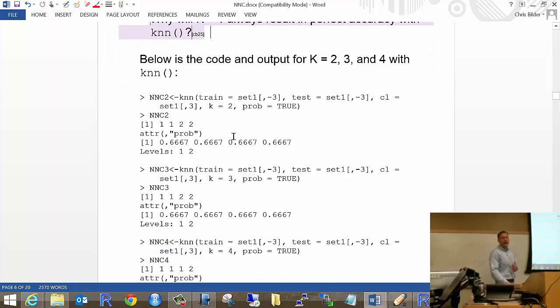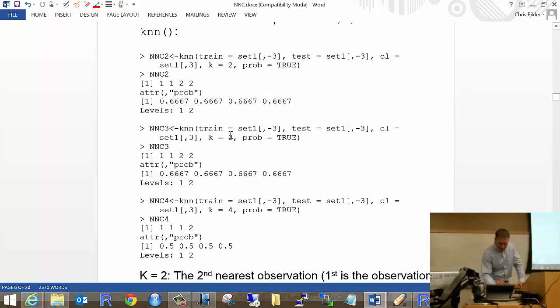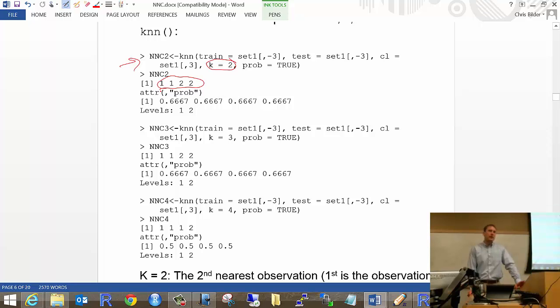Okay, so let's look at what happens then with k equal 2, 3, and 4. This will be especially helpful to us to understand how ties are handled. Okay, so I'm going to create an object called NNC2. I'm going to use exactly the same code as before, but now I have k equal 2 in there. NNC2 has these classifications. Notice it gets everything right. Observations 1 and 2 from population 1, observations 3 and 4 from population 2, so everything's right. Here are these proportions. 0.6667 for the first observation. So the proportion of observations from population number 1 was 0.6667. K equals 2.